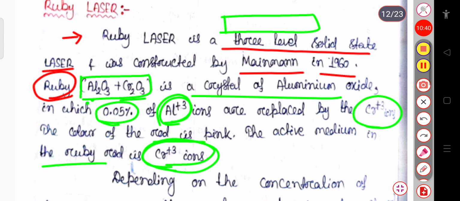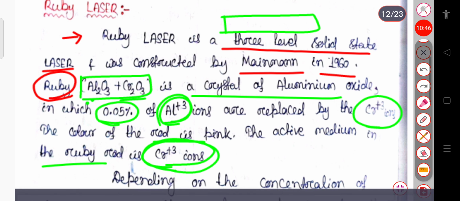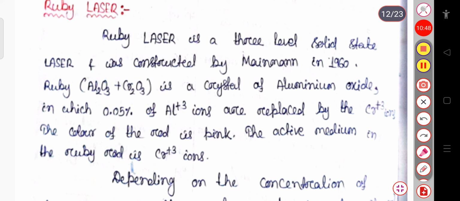Suppose this is your ruby rod, which is basically red in color, slight pink or red. Suppose this is your ruby rod. It contains Al2O3.